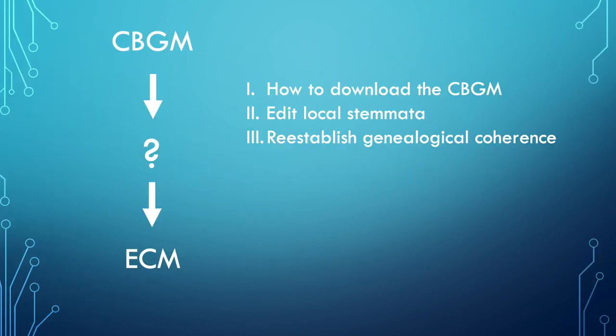This presentation will explain how users can download an open-source CBGM environment, edit their own local stemmata, and reestablish genealogical coherence accordingly. I hope this discussion will make the method more transparent. The presentation intends to equip individual scholars and editorial teams with the means to use the CBGM to test out their own theories of the transmission of the New Testament. Because the creation of this open source CBGM is an ongoing project, suggestions on how to improve it are welcome.